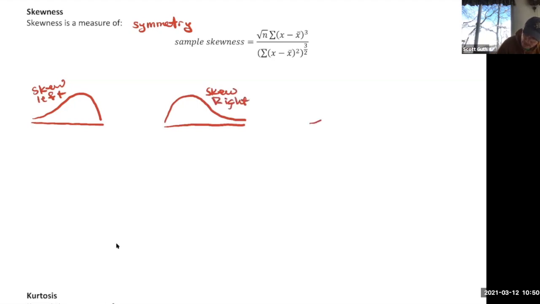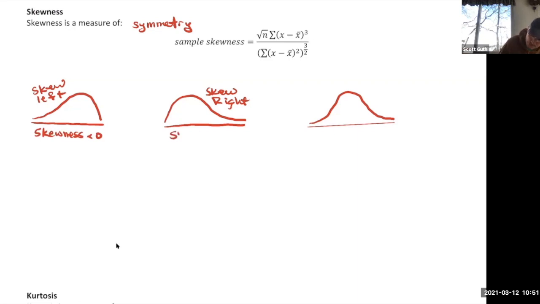And then there's a nice symmetric distribution. Roughly symmetric. Okay, and all I want you to know right now, skew left is also called negatively skewed because the sample skewness, when you do the computation, it'll come out less than 0. So we have, again, objective measures for almost everything in statistics. Skewness is a statistic that measures symmetry.